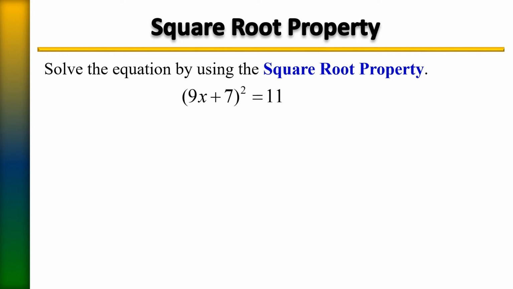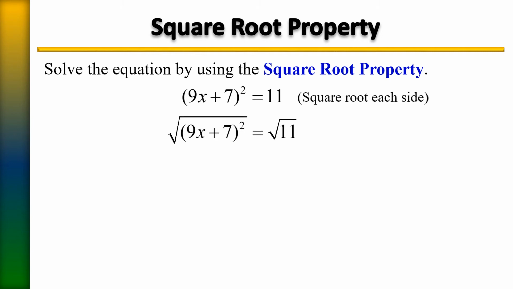Now to use this method, the first thing we need to do is remove the parentheses and the squared from around this 9x plus 7. In other words, let's free this 9x plus 7 and get it all by itself. So to do that, we have to do a process that cancels out the squared. The opposite of squaring a number is to find the square root of a number. So let's go ahead and do that process.